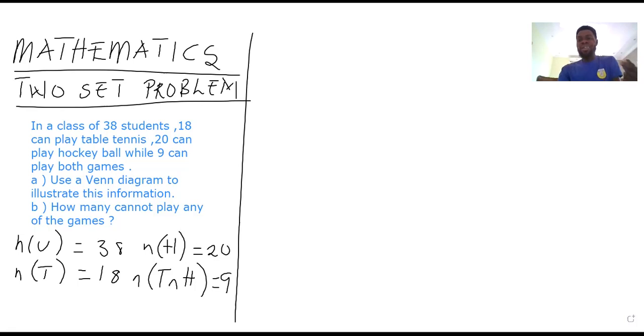And we have been asked how many cannot play any of the games. Those people who are in region 4 are part of the whole rectangle, but they can neither play table tennis nor hockey. They cannot play any of the games. They are part of the class. Let's say they are in a school, and the whole school represents the universal set. Those who play table tennis are not part, and those who play hockey are not part, but they are part of the school. We need to solve for those people. They are asking us to find those people.